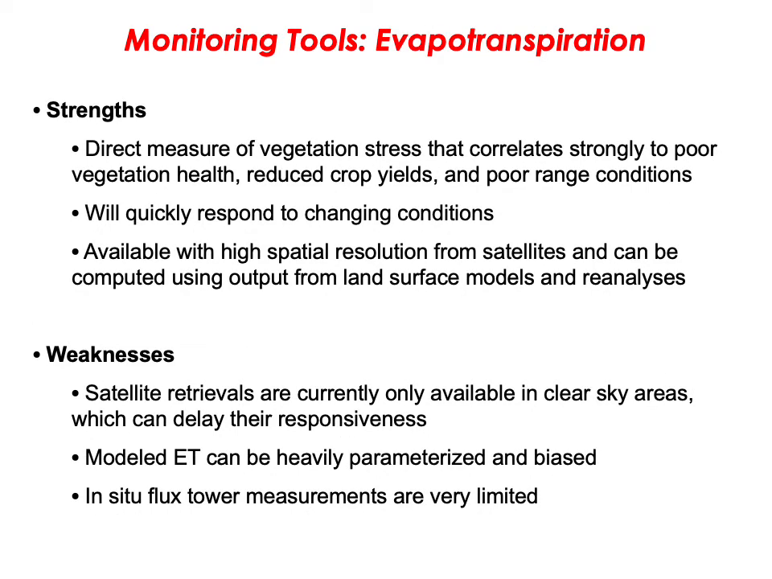Okay, so the final class of physical indicators I'm going to discuss are those that depict changes in evapotranspiration or in the ratio of the actual to potential ET. Notable strengths of ET-based indicators are that they are a direct measure of vegetation health, with below normal ET strongly correlated to poor vegetation health and to reduced crop yields.